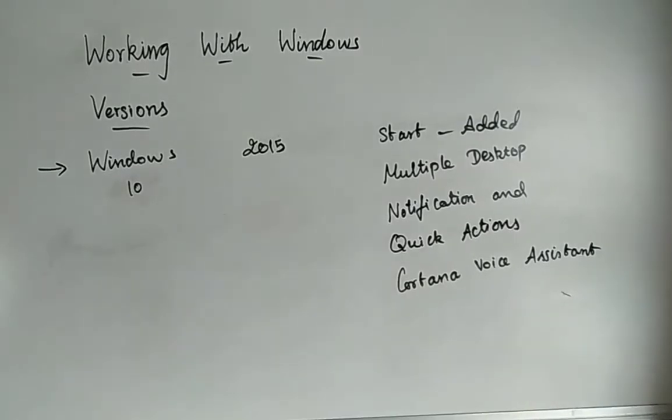So those are the features of Windows 10, introduced in the year 2015. The first feature is that the start button is added. Next you have multiple desktops. Here you have apps for notification and quick action. Similarly, the Cortana voice-activated personal assistant feature was introduced. So these are the versions available for the Windows operating system.